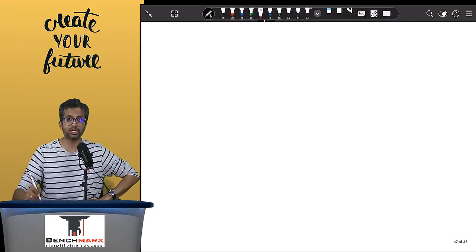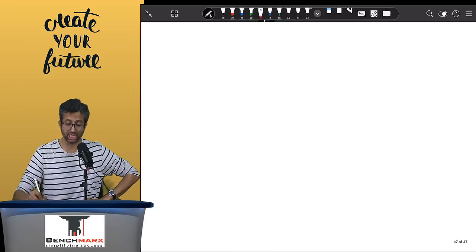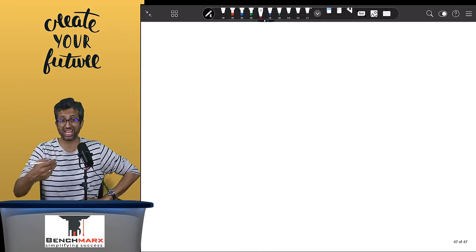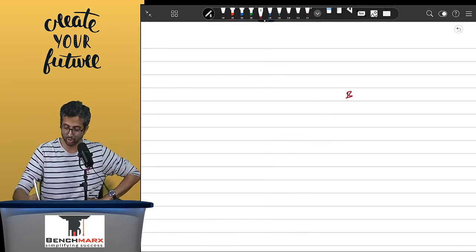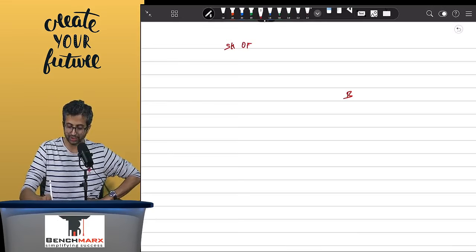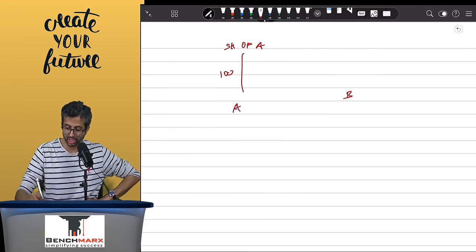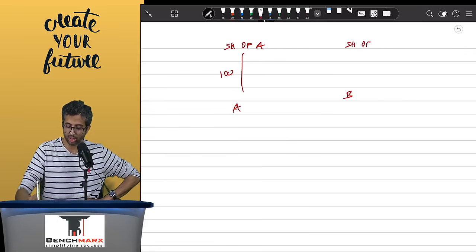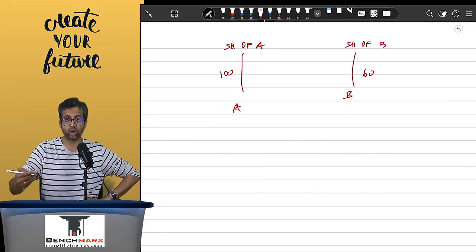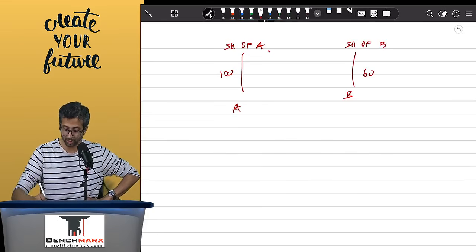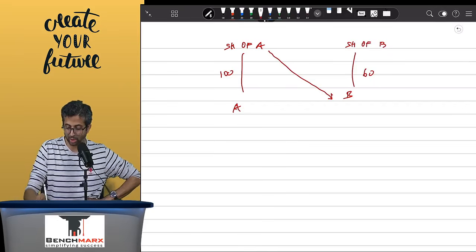So had B acquired A, B would have approached A and taken over all the shares of A. So there would be B, there would be shareholders of A. Now shareholders of A are currently owning 100 shares in A. Shareholders of B are currently owning 60 shares of B. If B were to acquire A, that is accounting wise, then B would have approached these shareholders and acquired all of these 100 equity shares of A.